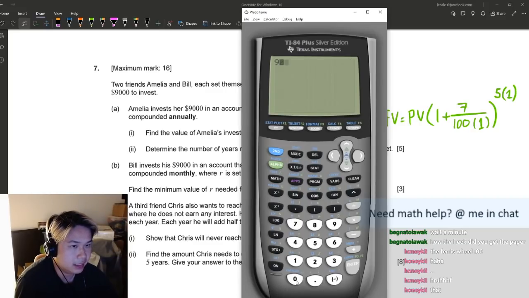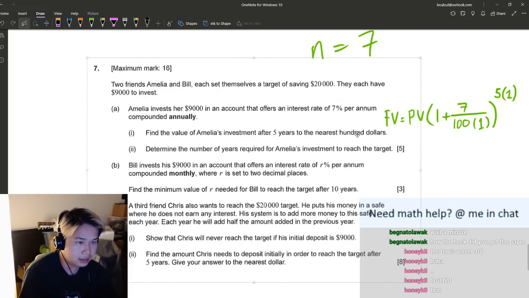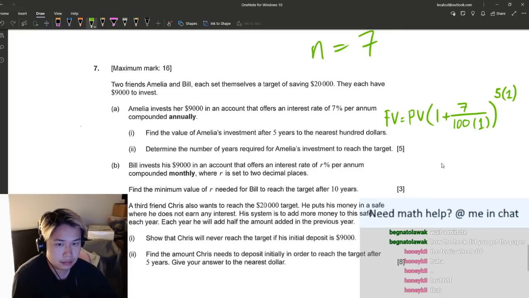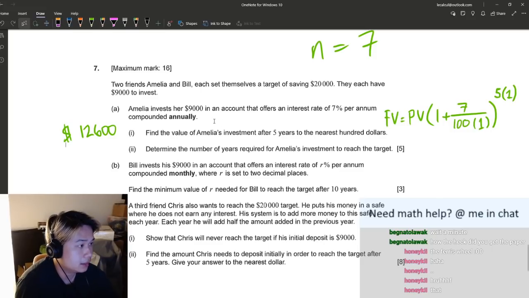So what is it, 9K, and then times bracket 1 plus 0.07 to the power of 5. And then this wants it to the nearest $100. So 12,600. Not bad. She's made like almost $4,000.